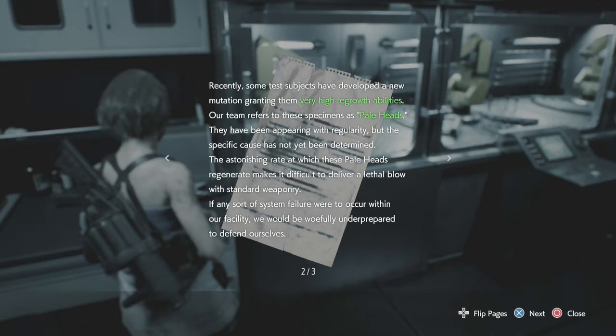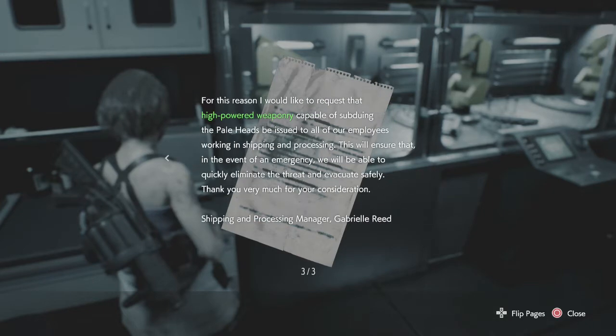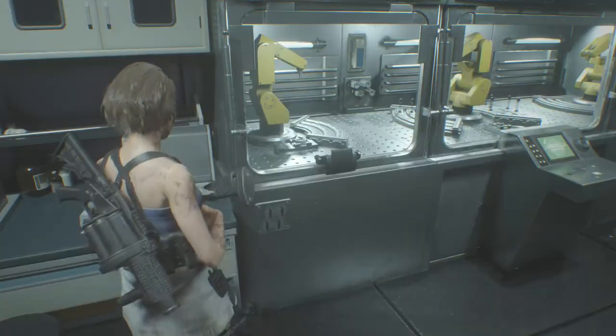Our team refers to these specimens as paleheads. They have been appearing with regularity, but the specific cause has not yet been determined. The astonishing rate at which these paleheads regenerate makes it difficult to deliver a lethal blow with standard weaponry. In any sort of system failure were to occur within our facility, we would be woefully underprepared to defend ourselves. For this reason, I would like to request that high powered weaponry capable of subduing the paleheads be issued to all of the employees working in shipping and processing. This will ensure that in the event of an emergency, we'll be able to quickly eliminate the threat and evacuate safely. Thank you very much for your consideration. Shipping and Processing Manager Gabrielle Reed.